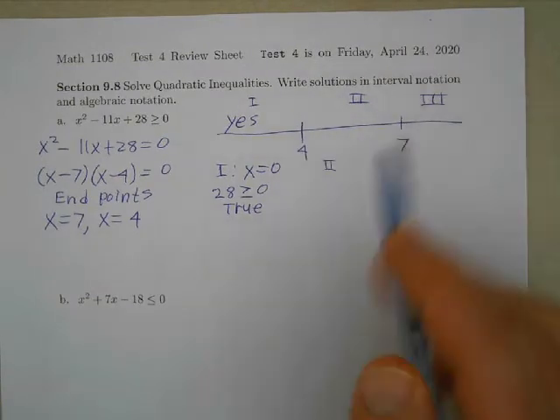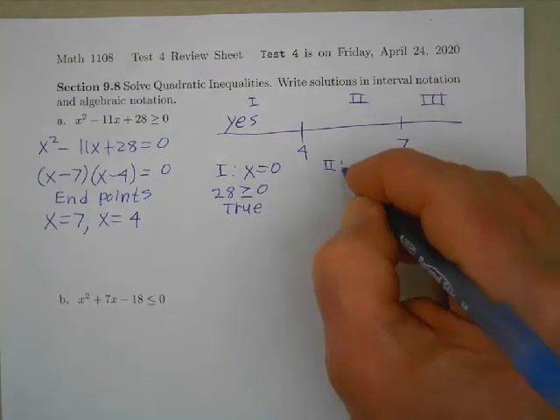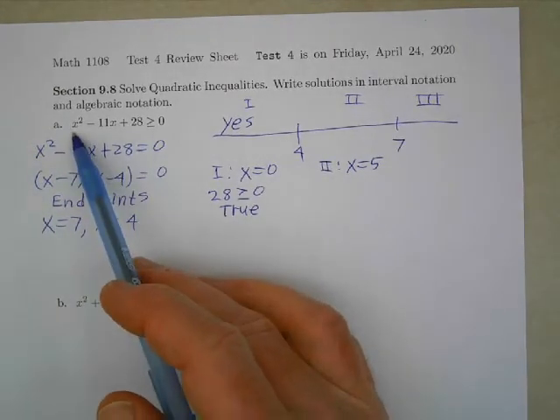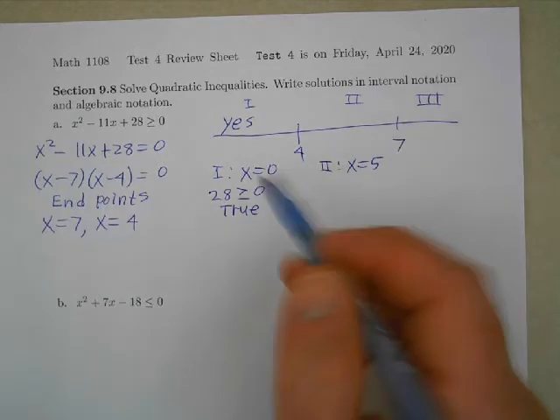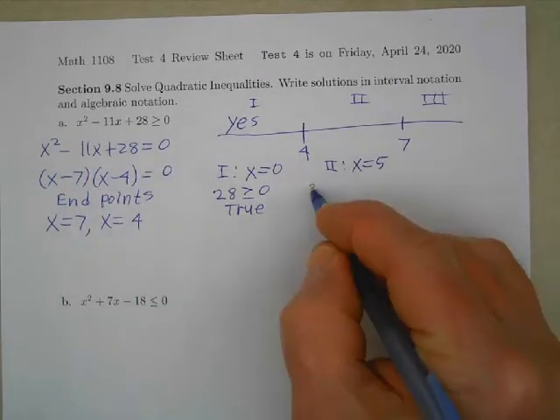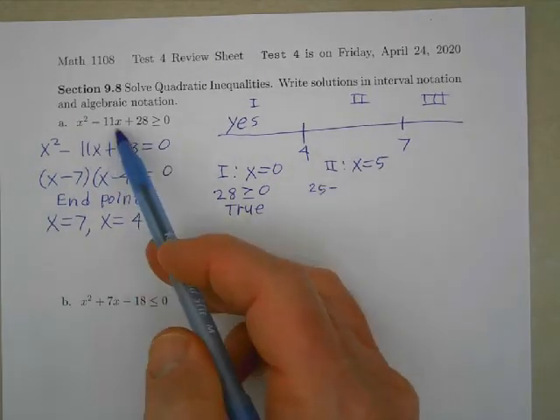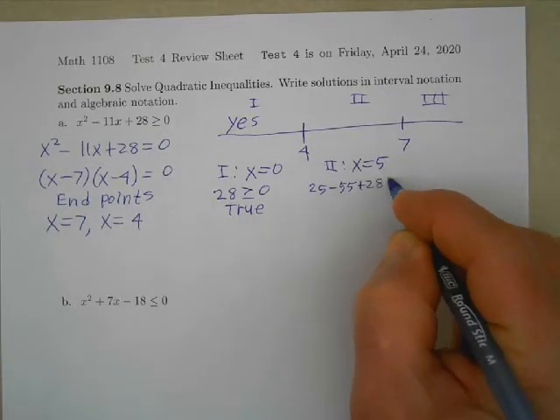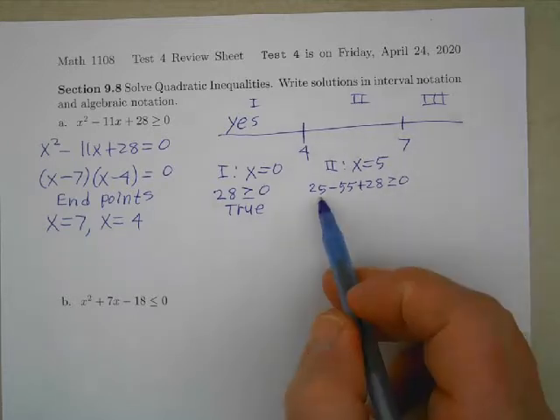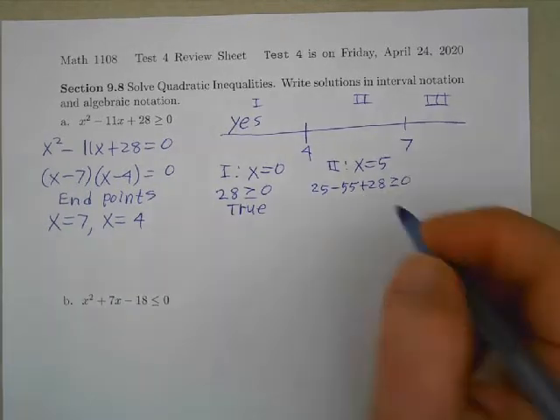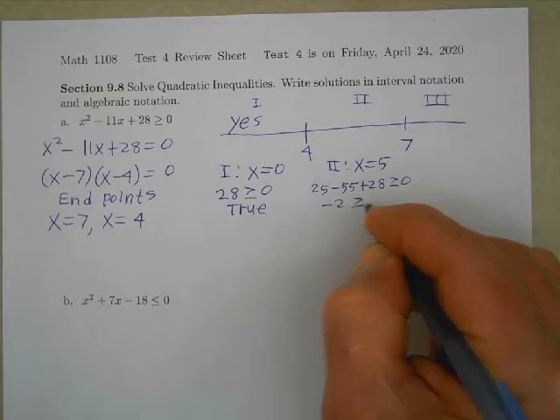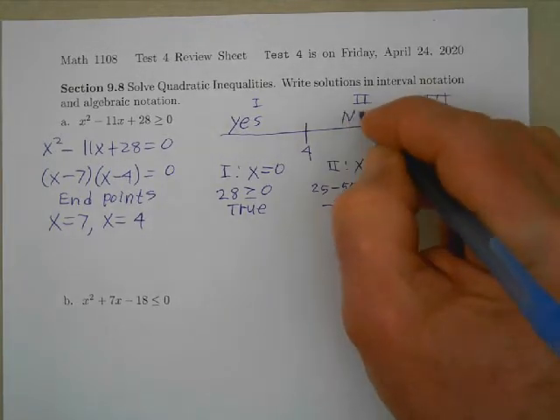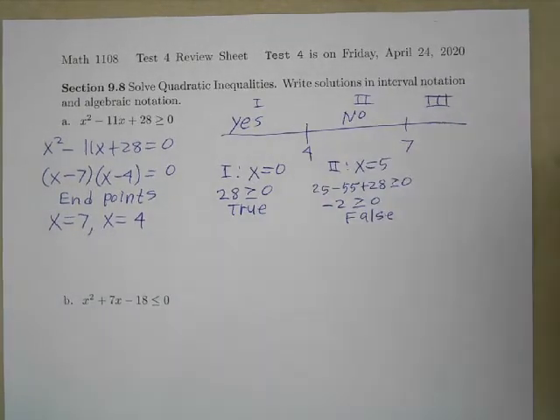In the second interval, pick any number between 4 and 7. I'll pick x to be 5. And then in the inequality, replace every x with 5. So 5 to the second is 25. And minus 11 times 5 is minus 55, and then plus 28, greater than or equal to 0. So this is negative 30 plus 28 is negative 2, greater than or equal to 0. And that's false, so none of the numbers between 4 and 7 are solutions.